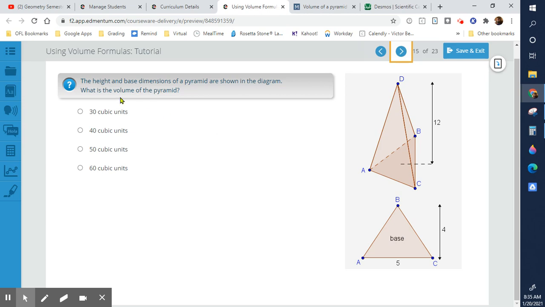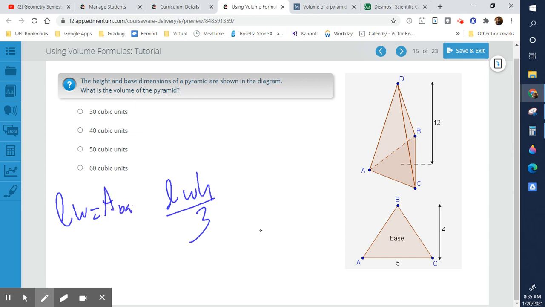All right, let's go into the height and base of dimensions of the pyramid. So here's the thing here. This is a different type of base. So we have to find the area of the base. Before, I was saying it was always length times width times height divided by 3. That's not necessarily true. This length and width represents the area of the base. So in reality, it's supposed to be area sub base, area of the base, times height divided by 3.